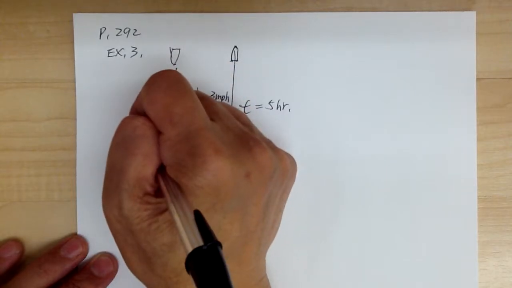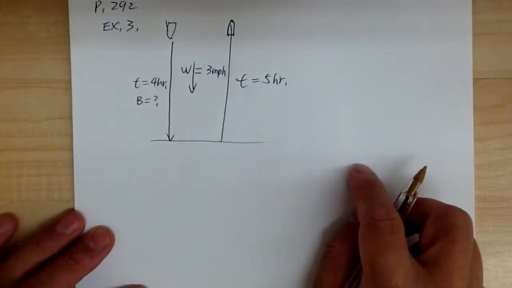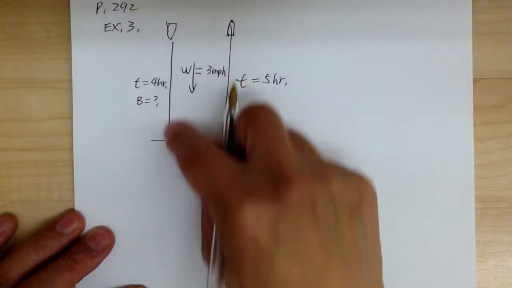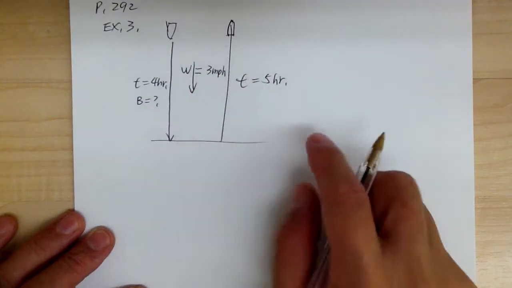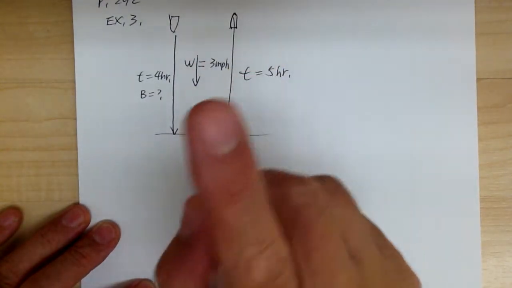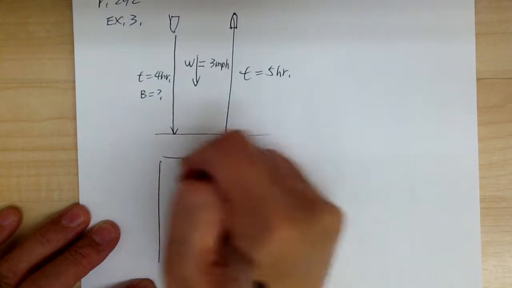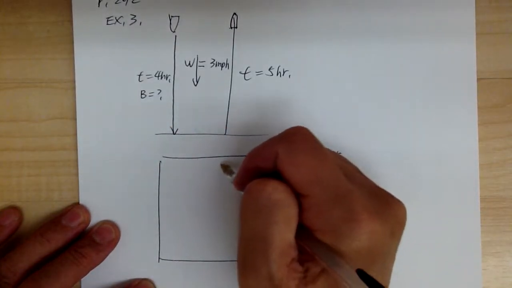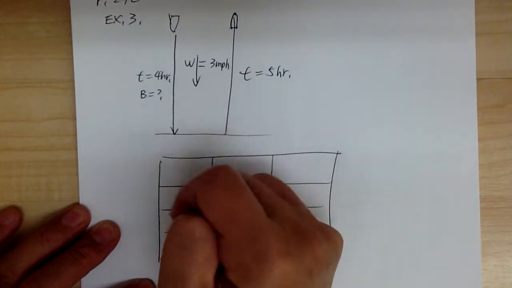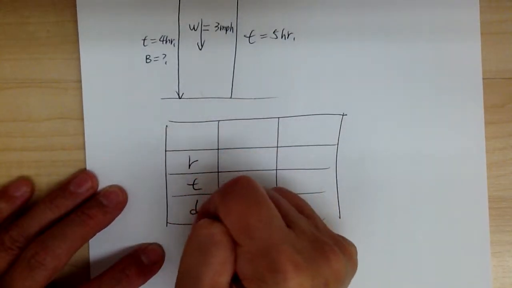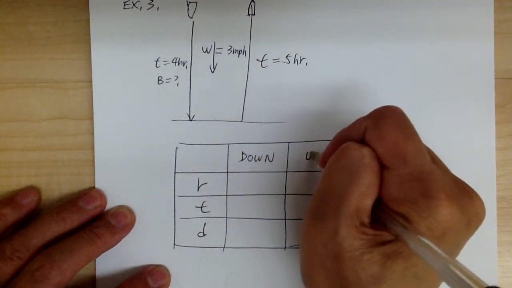So you're looking for the speed of the boat, not including the water. Okay? So again, that's the picture. Going downstream, going upstream, right? And there's the water. Water is always going this way. So now when you have upstream, downstream, or a wind, then when you make the table, again, rate times time equals distance. So this is going down, and this is going up.